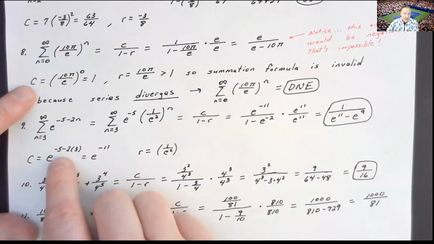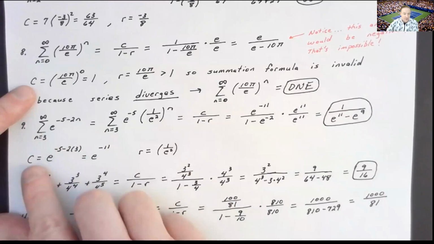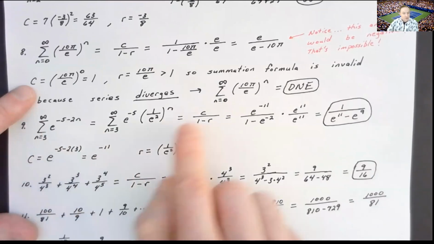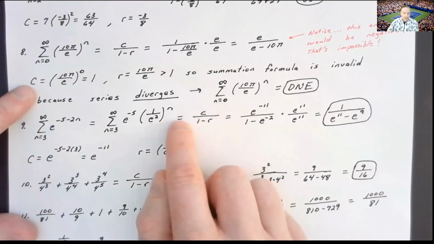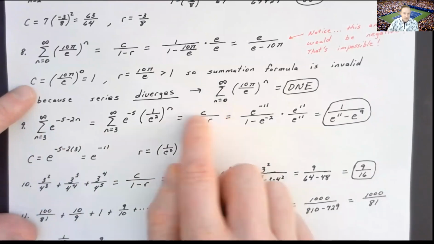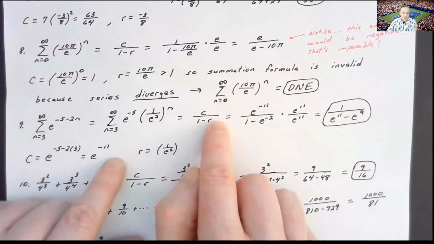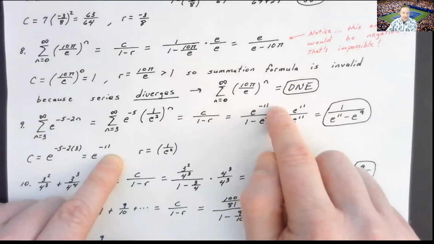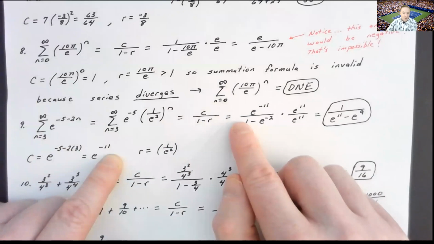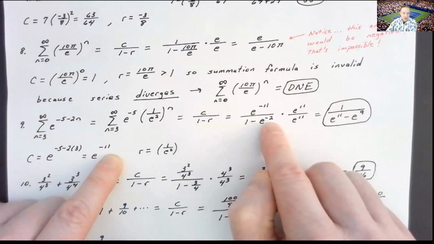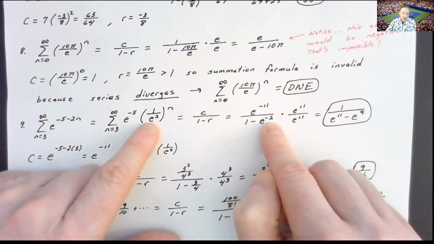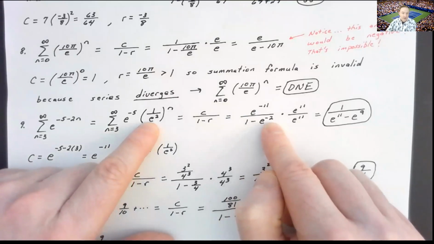You got e to the negative 11th power for your first term. So now my formula, this series will converge to the fraction of the first term divided by 1 minus the common ratio. That first term, e to the negative 11th, divided by 1 minus the common ratio. Now, instead of writing it as a fraction, which I could have, 1 over e squared, I went ahead and wrote it as e to the negative 2 here.